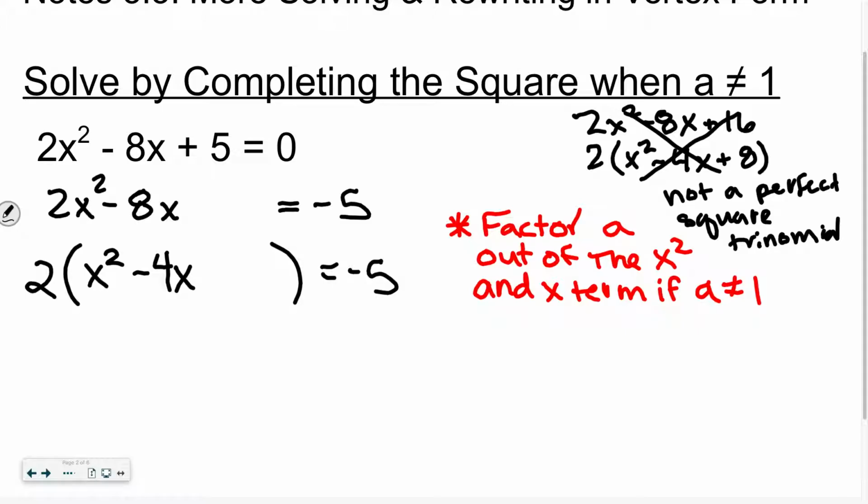What number completes the square for x squared minus 4x? Half of negative 4 is negative 2. Square it, we're going to get a plus 4. Okay, so then we complete the square.